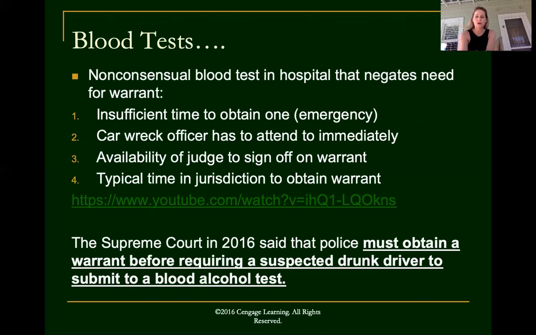So watch this video clip when you have time, because this is the clip that started it all. This is where a nurse was arrested because she wouldn't conduct a blood test on a non-consenting patient, okay? So this is the case that opened the door to now requiring all officers who want to get a blood test to have a warrant.